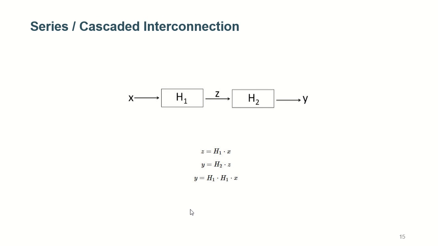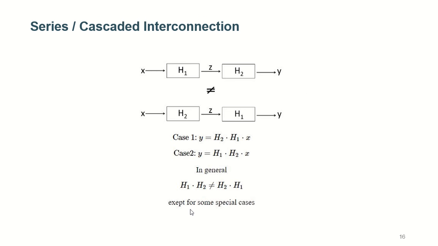Okay, so you must have a question: does the order of these two systems h1 and h2 matter or not, right? Because we are doing multiplication here, but in reality the order matters. How does it matter? The first cascaded system is not necessarily equal to the second cascaded system, which is shown in the figure here.